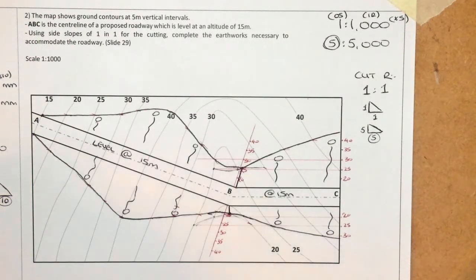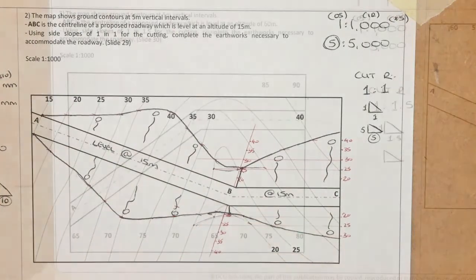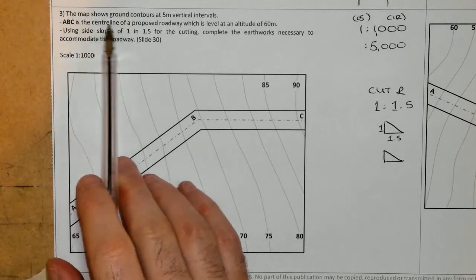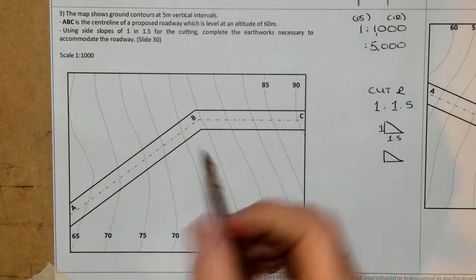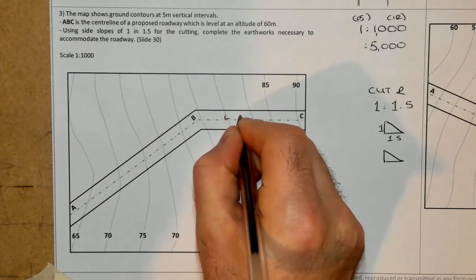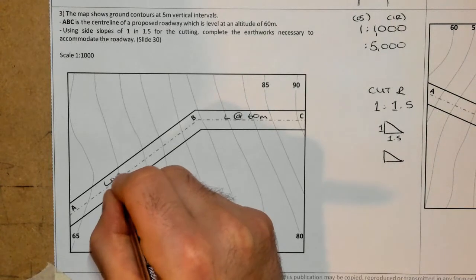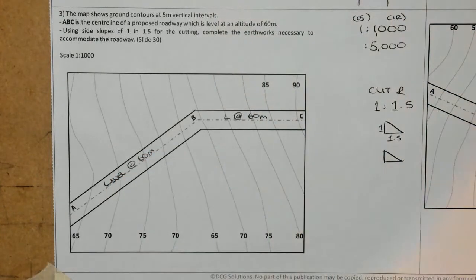So what we're going to do now, guys, is move on to question 3 at the bottom left of the page. So for question 3, folks, we can see it says the map shows ground contours at 5 meter intervals, 65 to 70, okay? And then ABC is the central line of a proposed roadway which is level at an altitude of 60. So say level L at 60, so that means the road is always at a height of 60 meters, okay? So A to B is one portion and B to C, so this is kind of like the previous question we've done. And then it says using side slopes of 1 and 1.5, okay? So our cut ratio is a bit different this time. For the cutting, complete the earthworks necessary to accommodate the roadway.